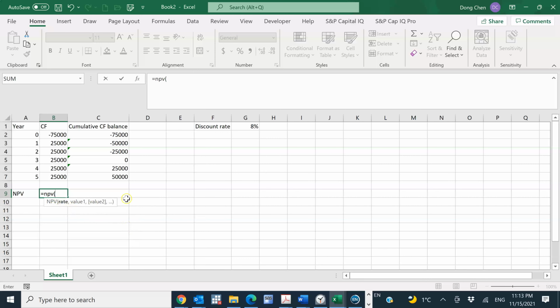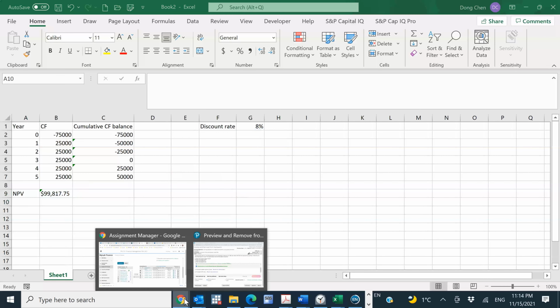So equals NPV, and we read right here. Just put the discount rate, and you can see the other arguments are value 1, value 2, value 3. This simply means it's the cash flow starting from year 1, because as we said, this only calculates the present value of all future cash flows. So these cash flows need to start from year 1. We point our mouse to year 1's cash flow and drag the cell all the way down to the last year's cash flow. And then we can close this.